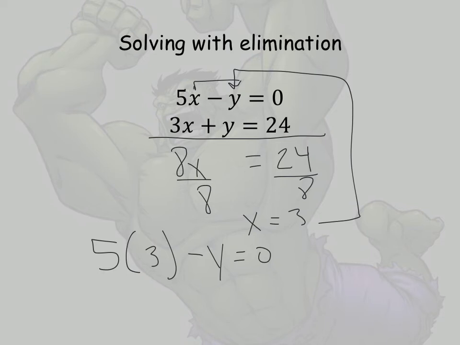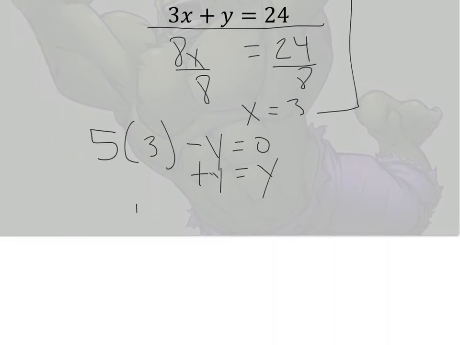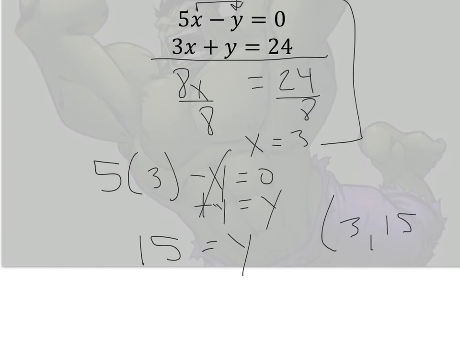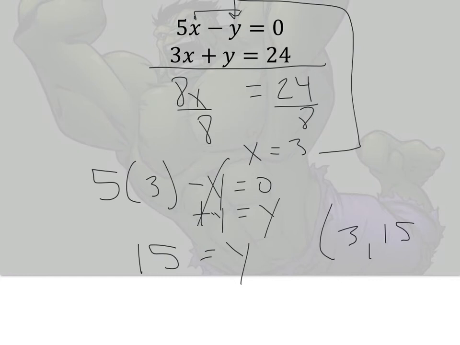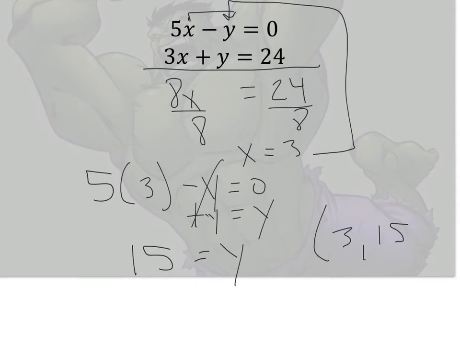And I'm going to add y to both sides just to make this easier to solve. So that gives me 5 times 3 is 15 is equal to y, so I have my ordered pair, (3, 15). Okay, and again, if you're not sure if it works, let's just plug it back in and solve it. Let's plug it into the equation that we haven't really been working with, which is right here. So 3 is my x, 3 times 3 is 9, plus 15 is my y. 9 plus 15 does equal 24. We are right.